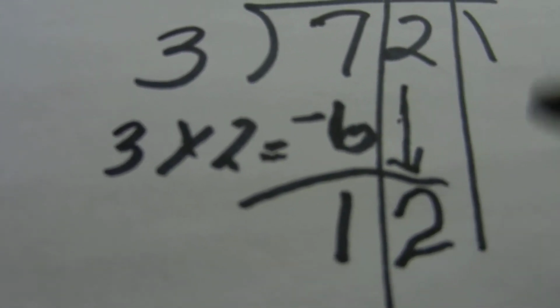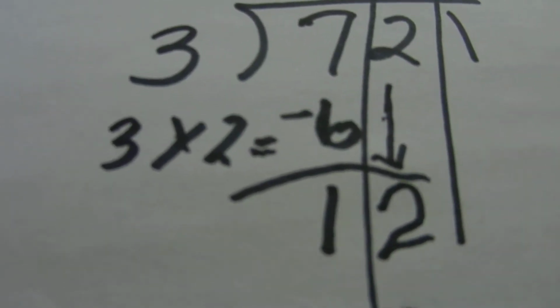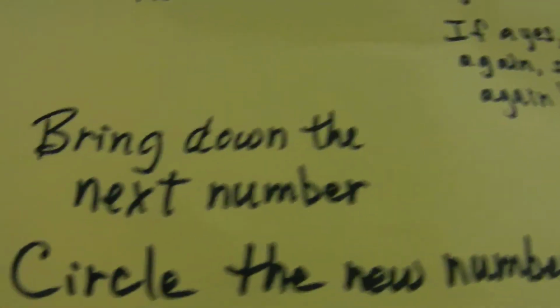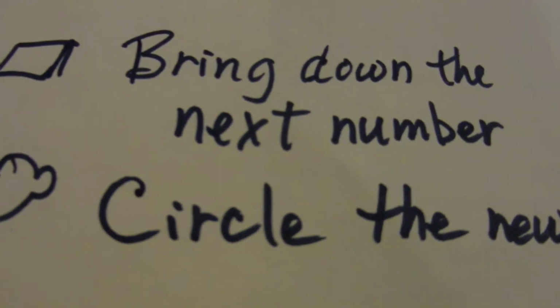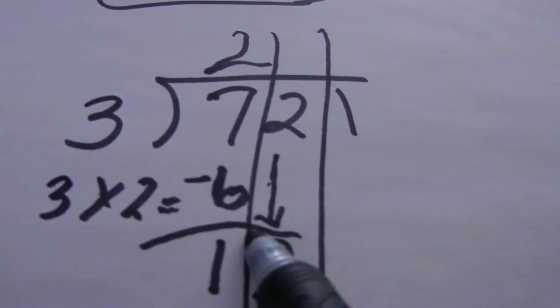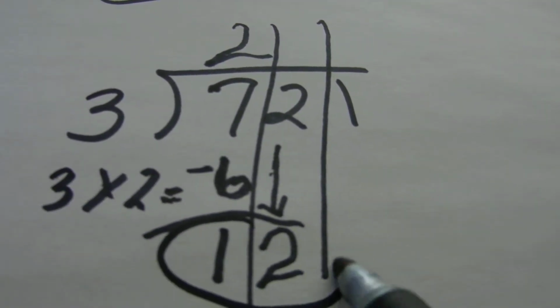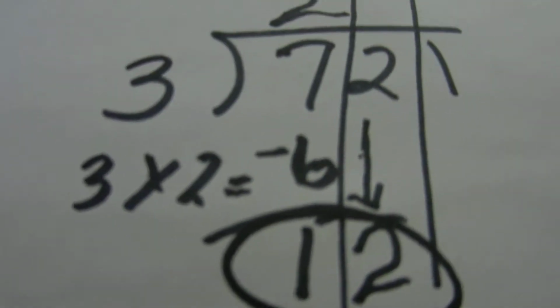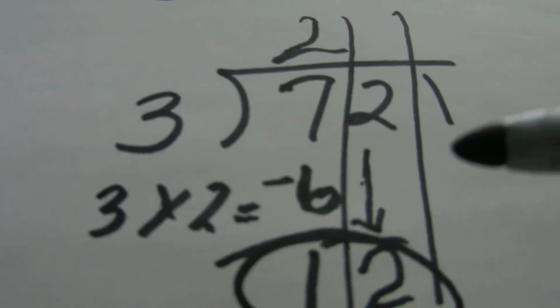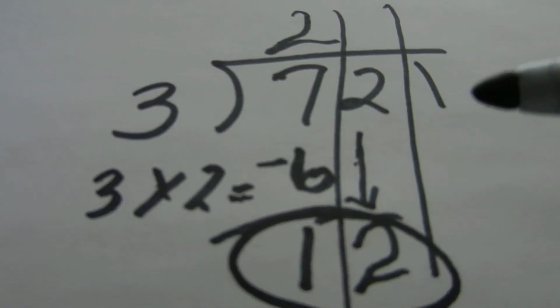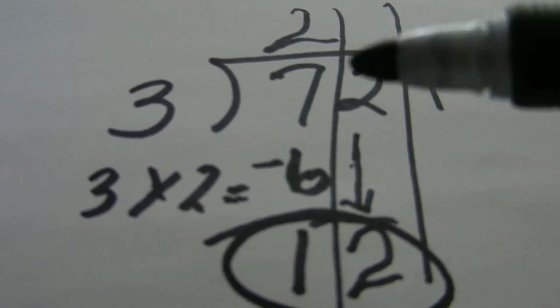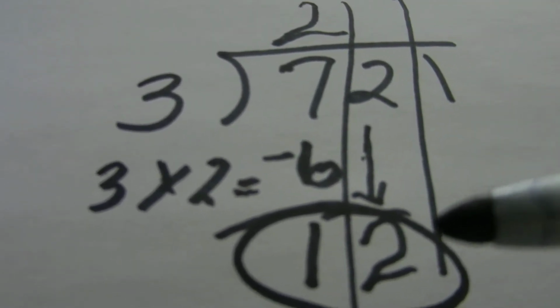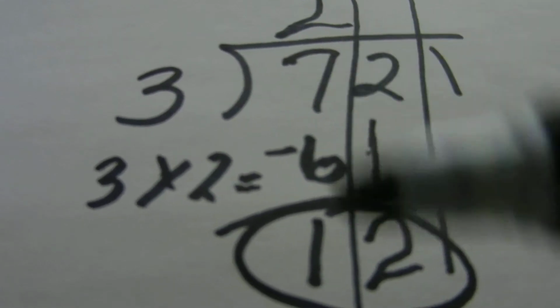So now, we have brought down the next number, and let's look at our chart again. Bring down the next number. Now we do what? We circle the new number. This is the new number we're working with, 12. It is not 1, it is 12. Actually, if you look at it number-wise on our place value chart, it's 120. But for ease of operations here, we're going to call it 12.